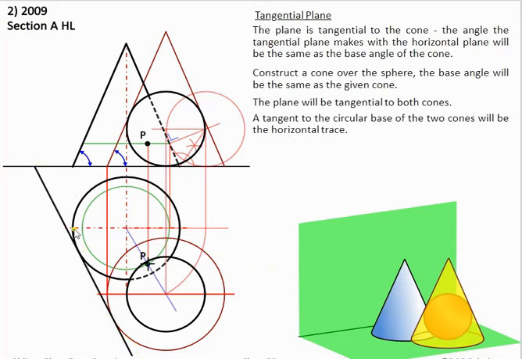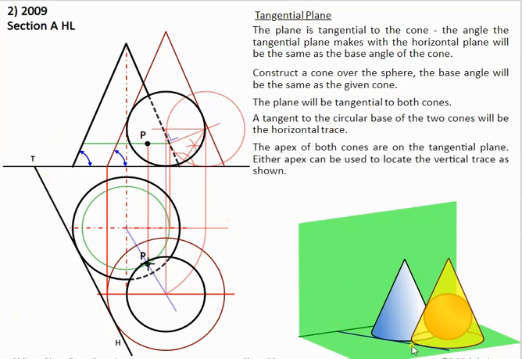HT here. So this is our horizontal trace here. Our horizontal trace in the 3D graphic is shown here. Now we'll take the apex point, which we know is on the oblique plane, bring it up parallel to HT, bring it straight up, bring across, and that finds our vertical trace.